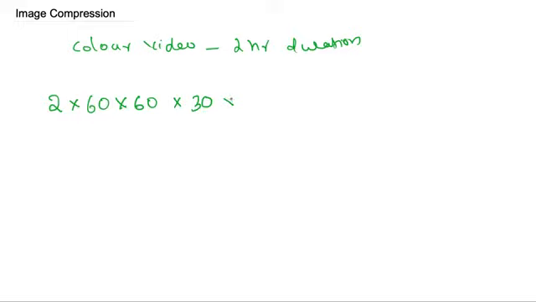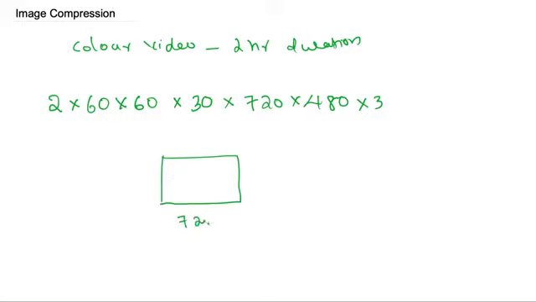Now suppose that the frame width and height of my video is around 720 by 480 pixels, which means that horizontally it has 720 pixels and vertically it has 480 pixels. And it is a color video, so we will require three different numbers, or 3 bytes, to store the pixel value. Suppose this is your video frame and you have 720 pixels here and 480 pixels here.